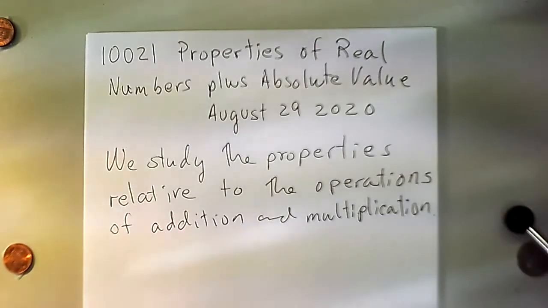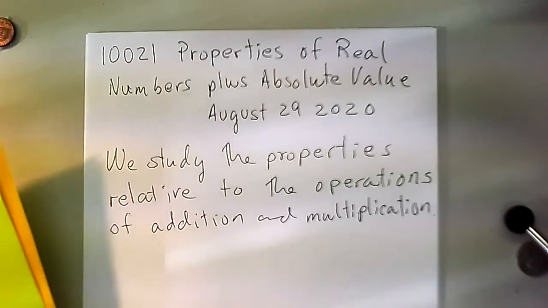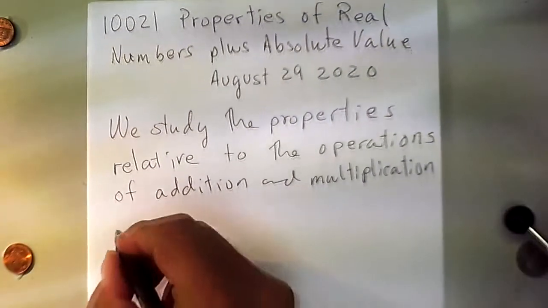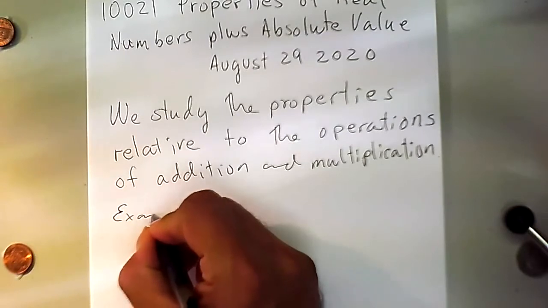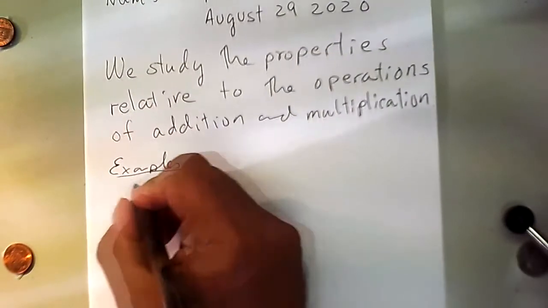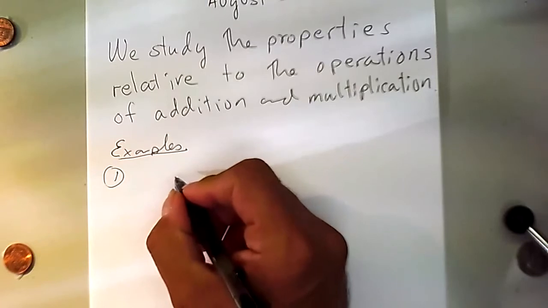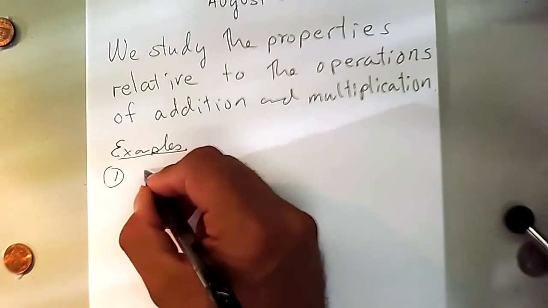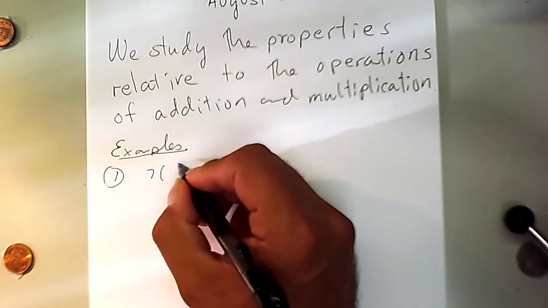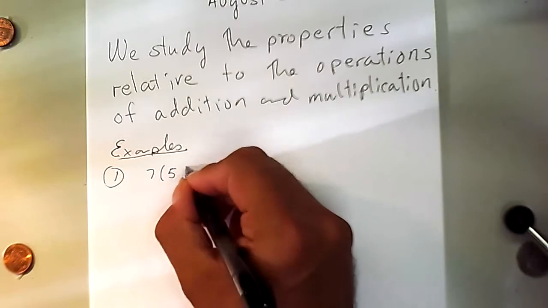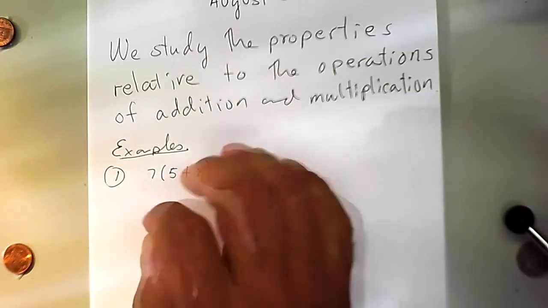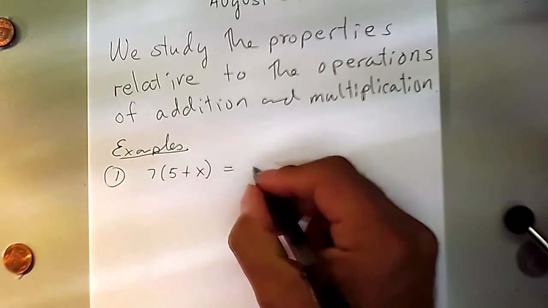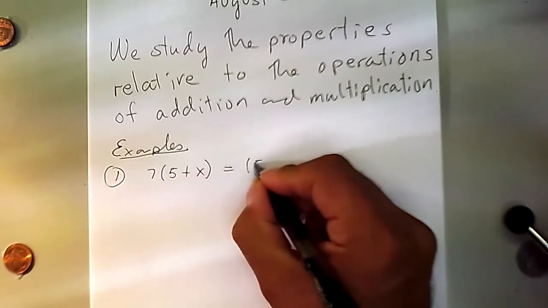I want to emphasize how important they are and how we use them extensively in mathematics. So let me give you some examples of how we use them extensively. Instead of just naming them, for instance, when you have something as simple as this, 7 times the quantity 5 plus x, can we move the 7 to the other side of the parenthesis? And the answer is sure, we may.